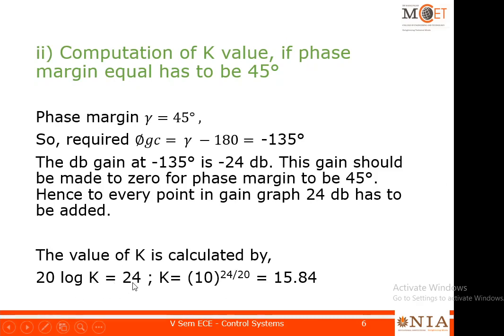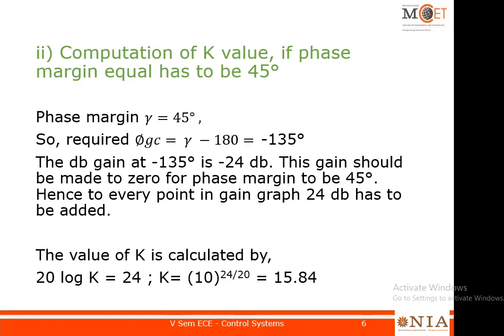If you add 24 to each and every point, then the curve shifts upwards, and the phase margin for the shifted curve is going to be 45 degree. So substitute in this formula, and you will get the value of k. You got it as 15.84. So for the shifted graph with k equal to 15.84, the phase margin will be 45 degrees. Though it is a slightly lengthier problem, I wanted to narrate it because you should know that such things are there.